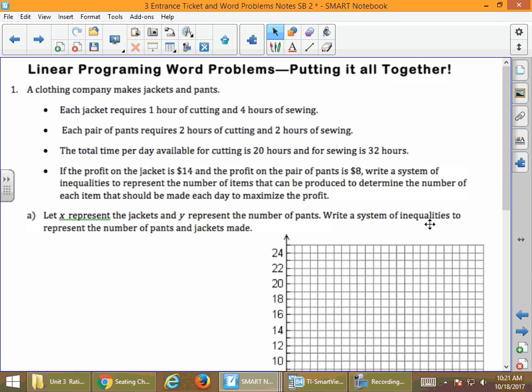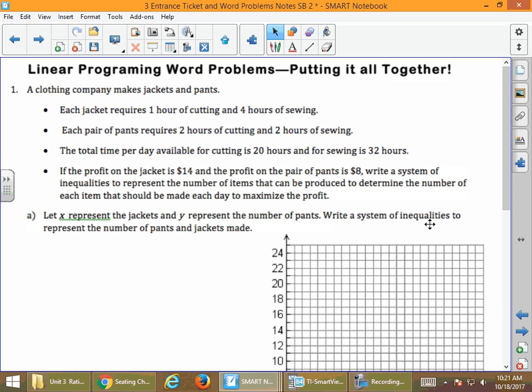So let's take what we've done these past couple days and put it all together. And yesterday what we practiced in class is writing inequalities to go with, so to speak, word problems.